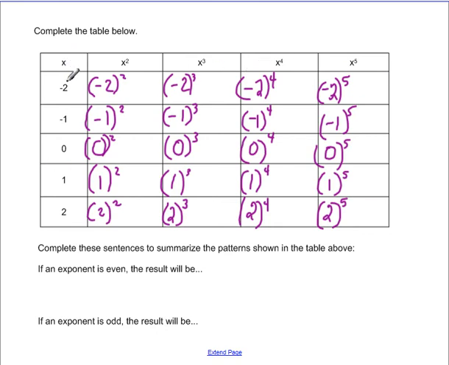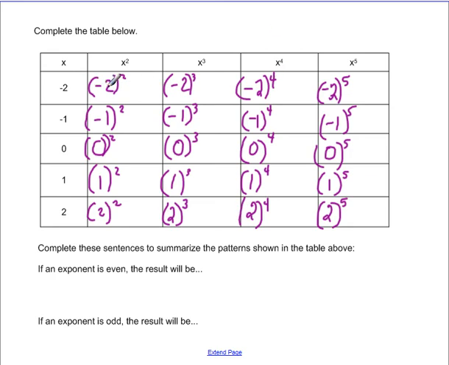In our first column, we're given some different values for x. And then in each one of these columns, we're being asked to take that x value and raise it to a different exponent. Here we're going to raise it to the second, and then to the third, then to the fourth power, and then to the fifth power. I've gone ahead and done the substitution steps all the way through. So now all we need to do is the evaluating piece.